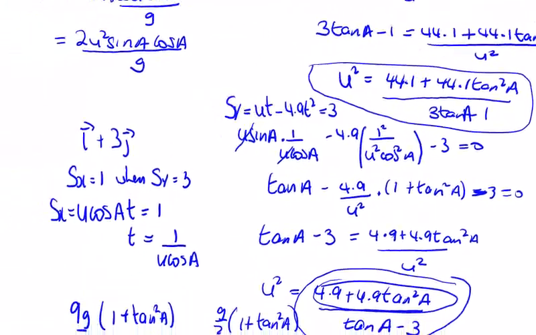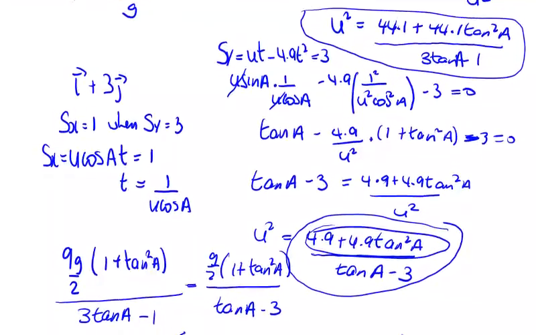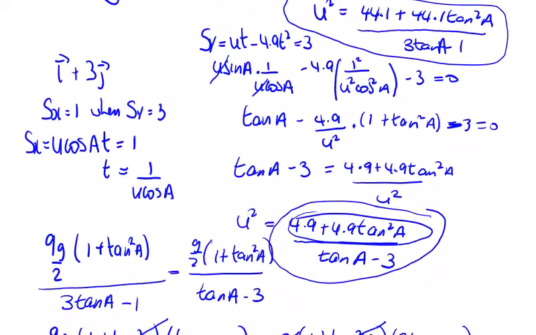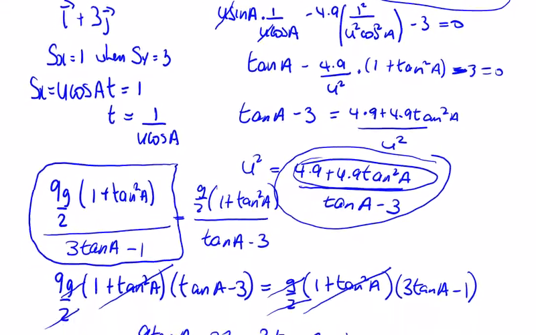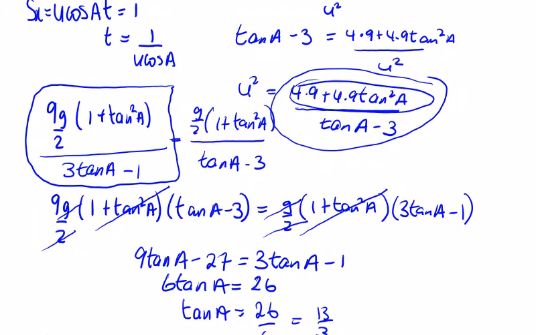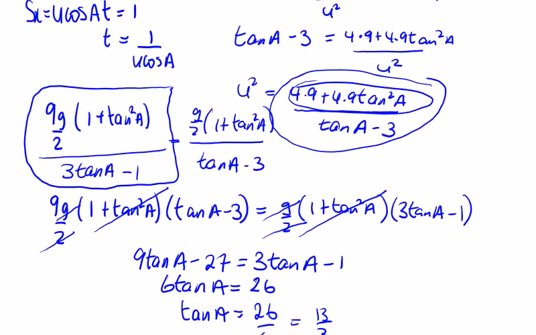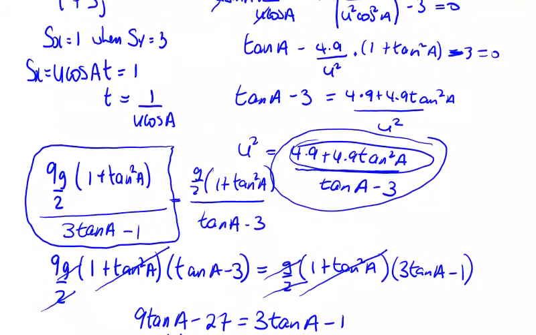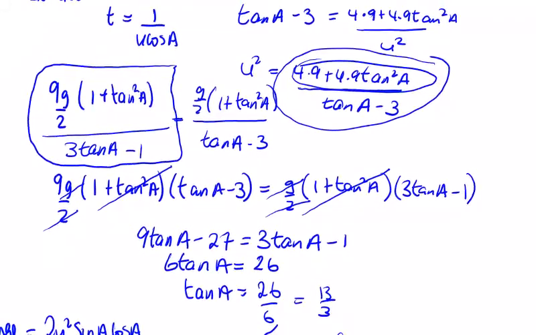So 2u squared, I think we had u squared up here, didn't we? We had u squared. Which one will I use? It doesn't really matter which one I use. This one here, 9g over 2. That's u squared. So if I double it, I can get 2u squared.